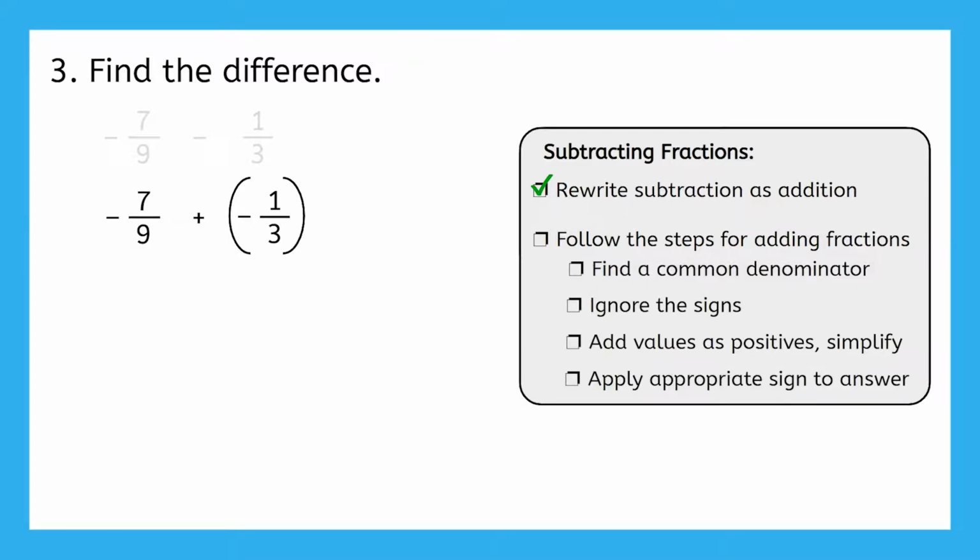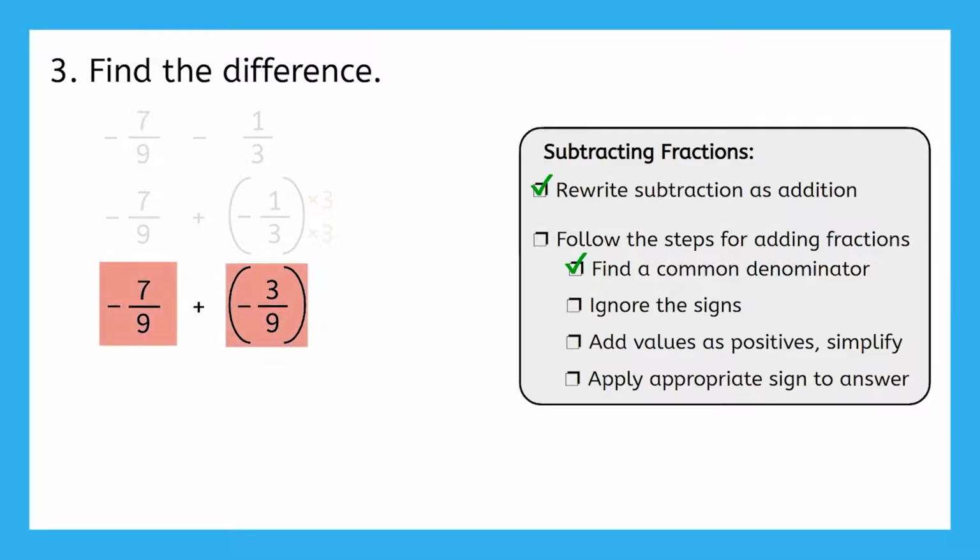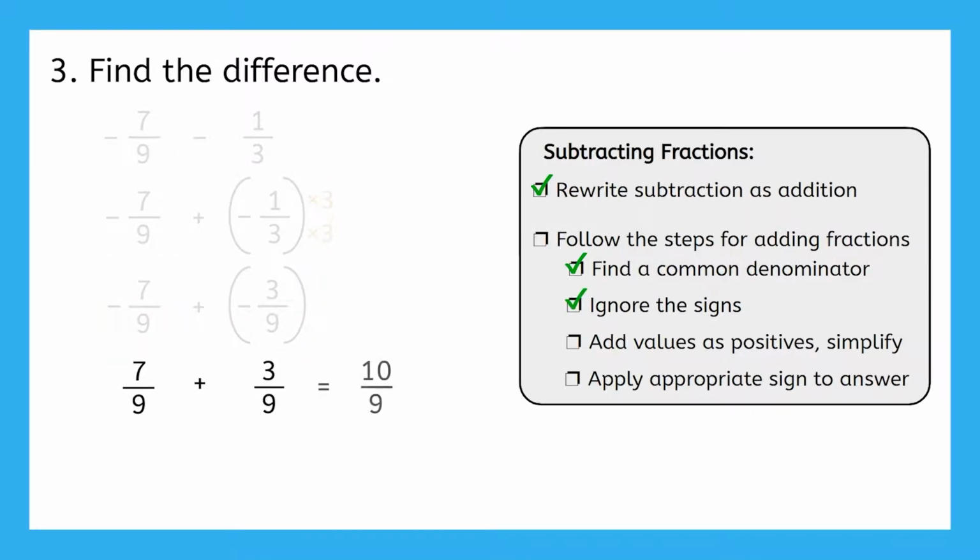Where do we start? Yes, always check for common denominators. The LCM of 9 and 3 is 9, making our problem negative 7/9 plus negative 3/9. The signs are the same, so find the total amount of negatives by ignoring the signs and adding the values together as positives. So find 7/9 plus 3/9, which equals 10/9.